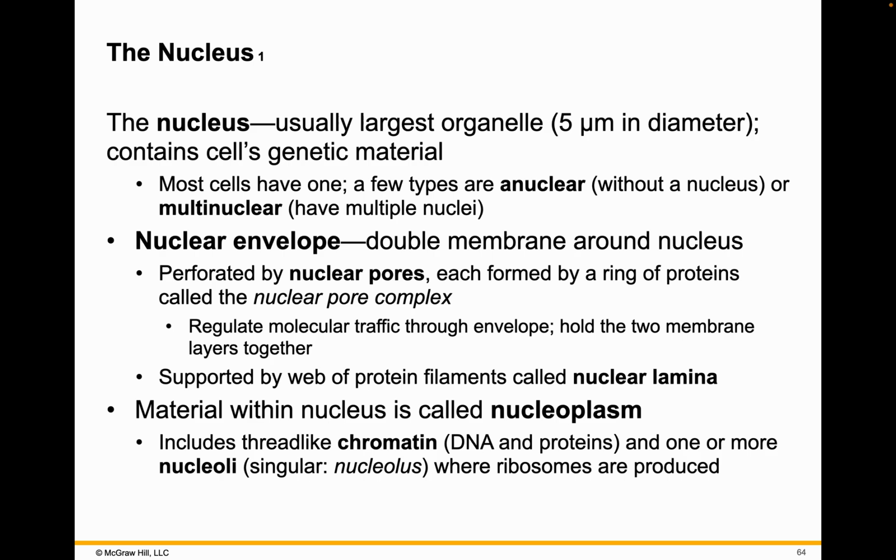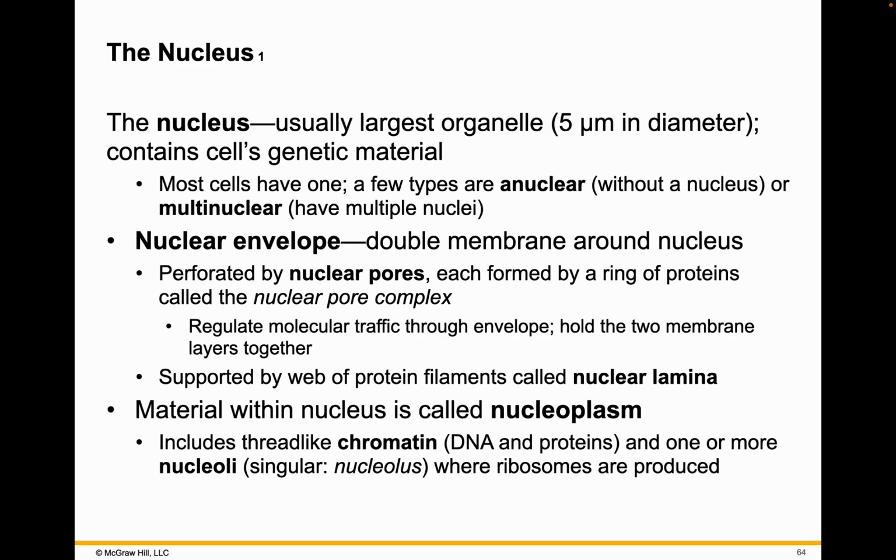So the nucleus, the third thing we can see with a light microscope, is the largest organelle. It's usually about 5 microns in diameter. It contains the cell's genetic material. Most cells have only one nucleus. There are a few cells or cell products that are anuclear. They do not have a nucleus. And there are a number of cell types that are multinuclear.